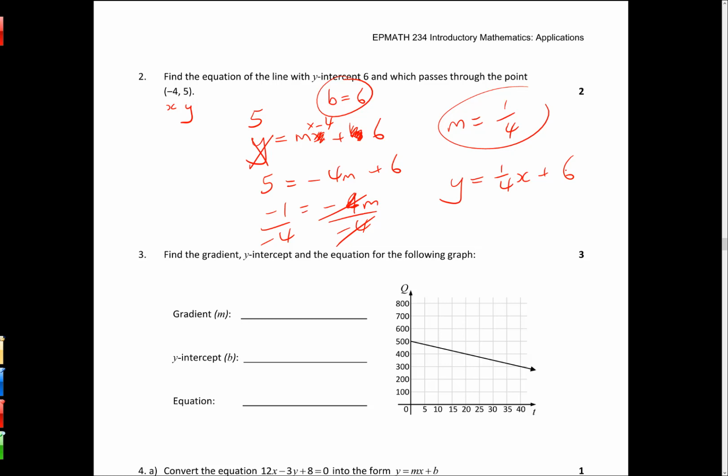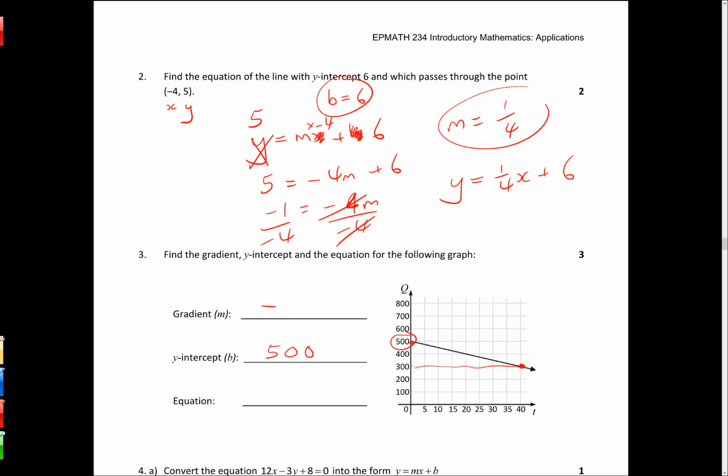Great. Find the gradient, y-intercept, and the equation for the following graph. Well, I'm going to go for the easy one first. The y-intercept, or in this case, technically you could call it a q-intercept, is 500. Alright, easy enough. The gradient, I want to lock in a minus straight away. Clearly it's going downhill left to right. Now, where's some nice points? There, I could say, let's just do this whole big one. It's clearly passing through there and there.